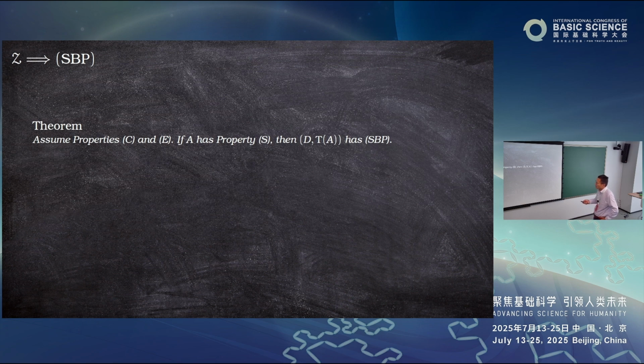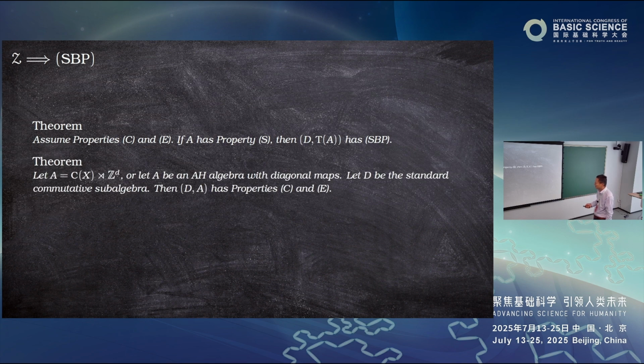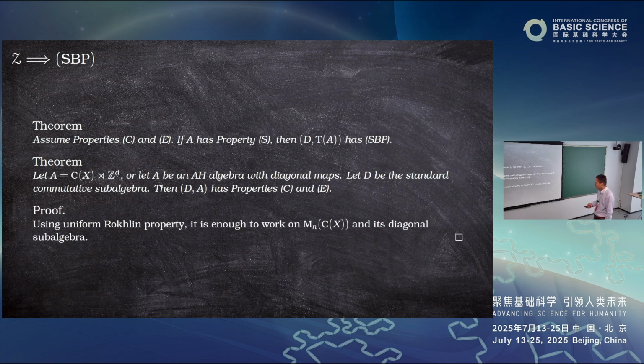But you may ask, well, I assume property C and E, when does it happen? Well, in those cases, those two properties just hold. They really hold. And what is the proof? You use the Rokhlin property. And once you have a uniform Rokhlin property, then you can reduce the problem to this very concrete problem.